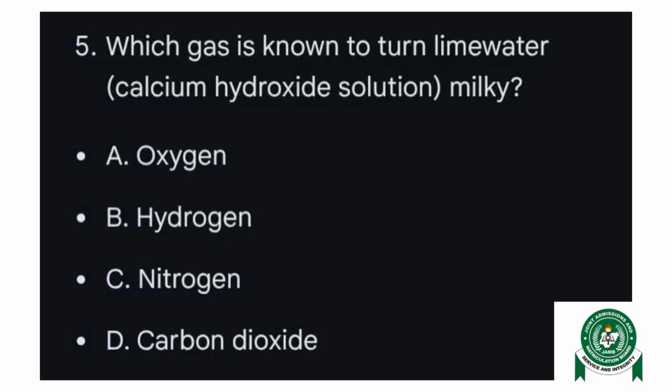That's what happens in this particular gas test, where carbon dioxide is passed through lime water and the gas itself reacts with the lime water to form a white precipitate, a white solid, making the solution appear milky or cloudy.